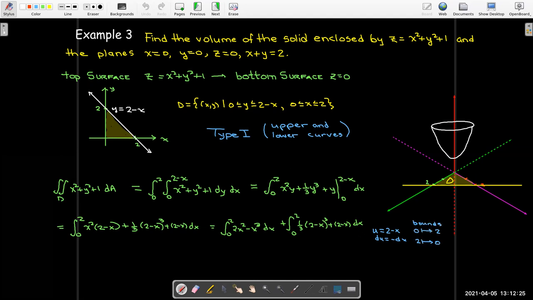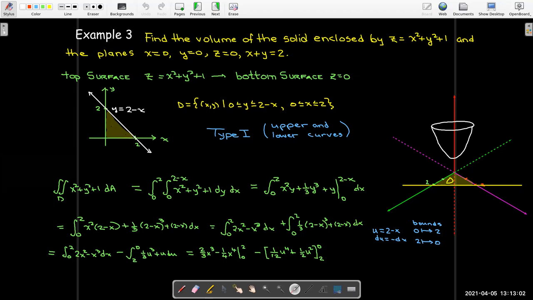And then I'll go ahead and convert the bounds. When x equals 0, u will equal 2. When x equals 2, then u will equal 0. So in terms of u, I'm going to have the integral from 2 to 0 of 1/3 u cubed plus u du. So let me go ahead and find the antiderivative for each one, and then perform the evaluation. So since I've got all my bounds in terms of u, I don't need to change back to x in the second integral. And if I collect all these terms correctly and do the arithmetic, my final answer should be 14 over 3.